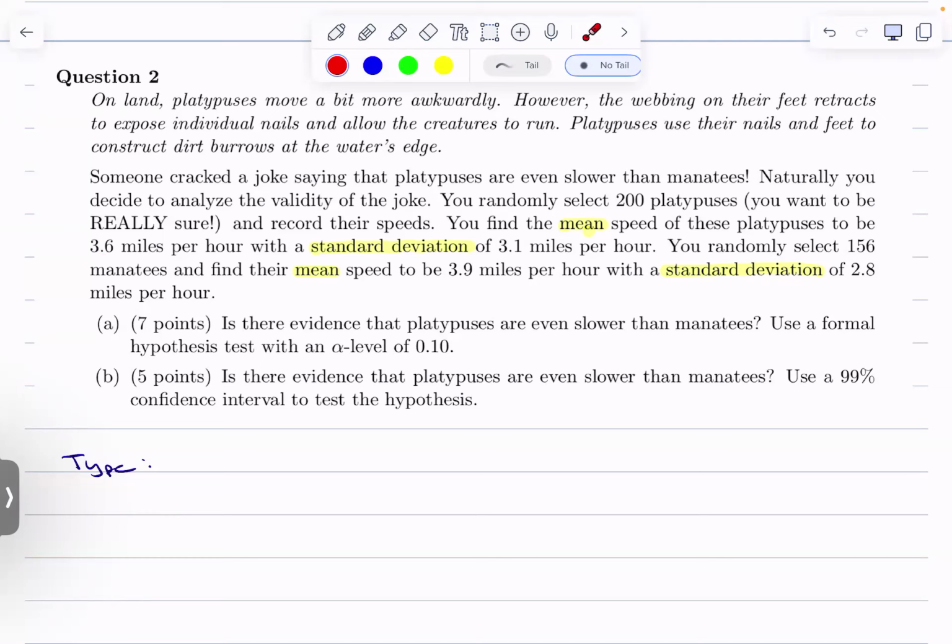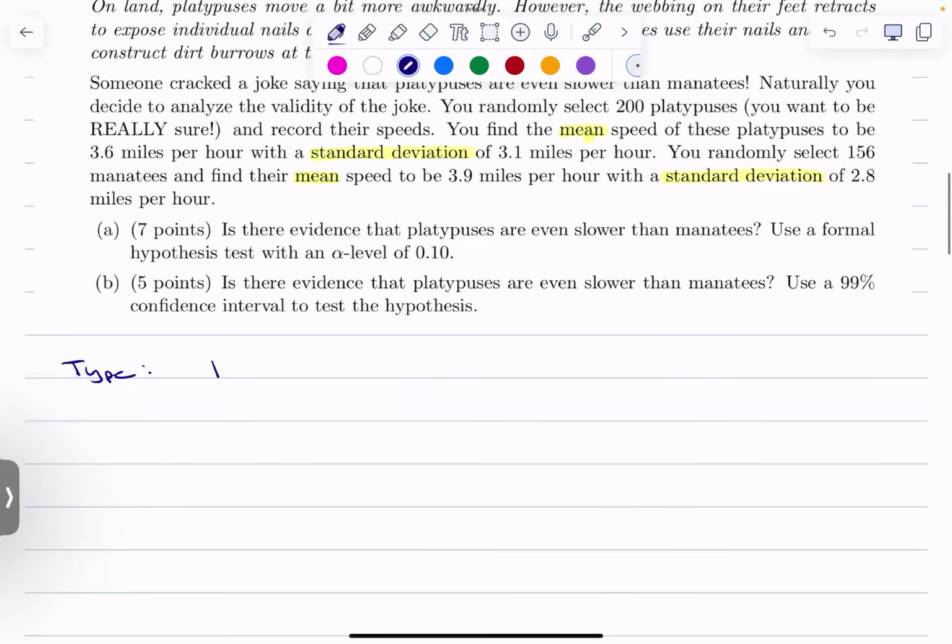But I have 2 independent samples. There's nothing that says, hey, this platypus should be matched with this manatee. There's no logical way to say that. And so for that reason, 2 independent sample means. I usually throw the independent in there just to emphasize that they're kind of separate. And so here, two independent sample means.